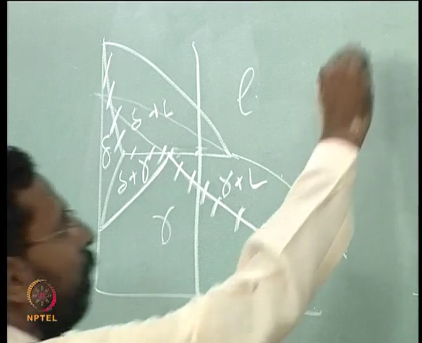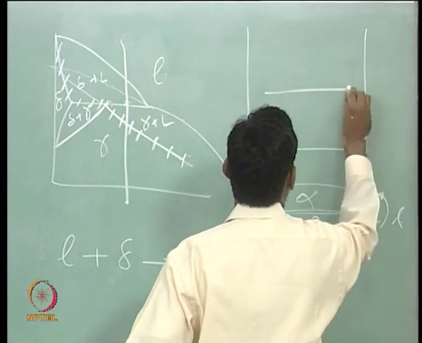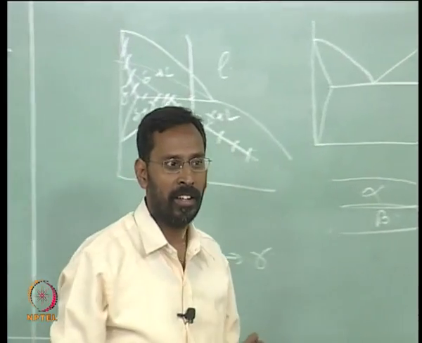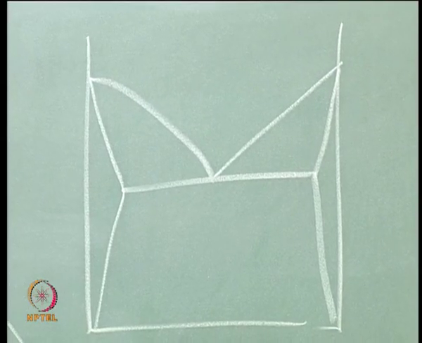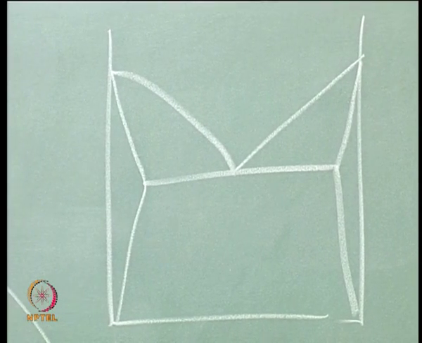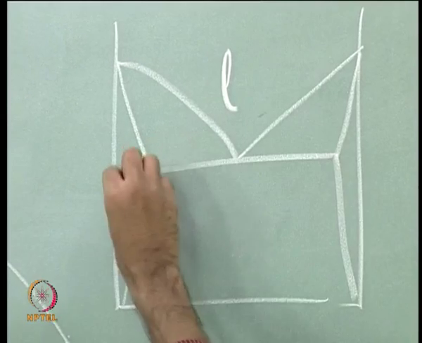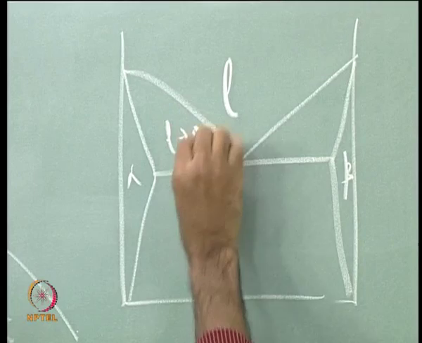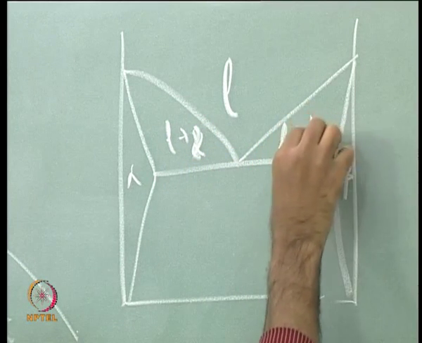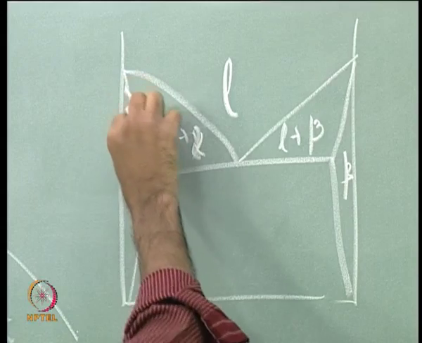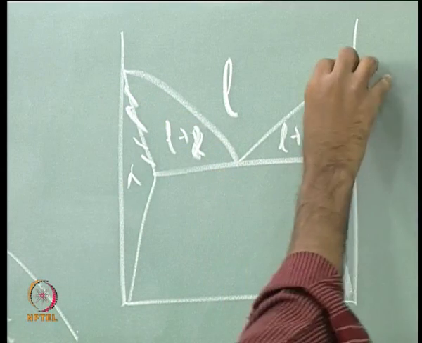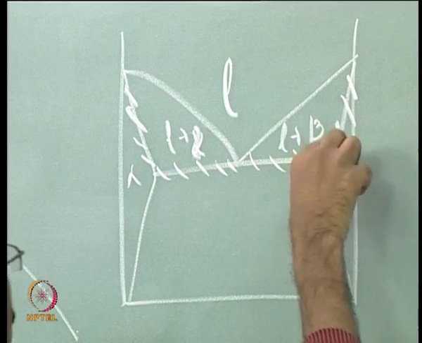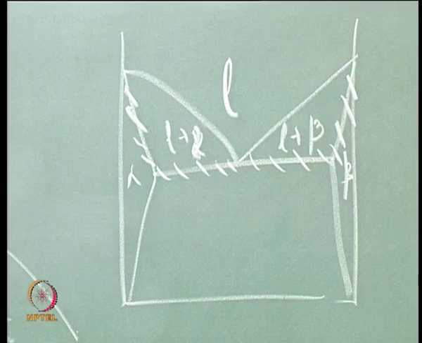Let us draw again a eutectic for the sake of argument. Now, on this, Bala, can you come and draw what is the solidus here? Not gamma, alpha. Good. Yes, that is it, perfect.